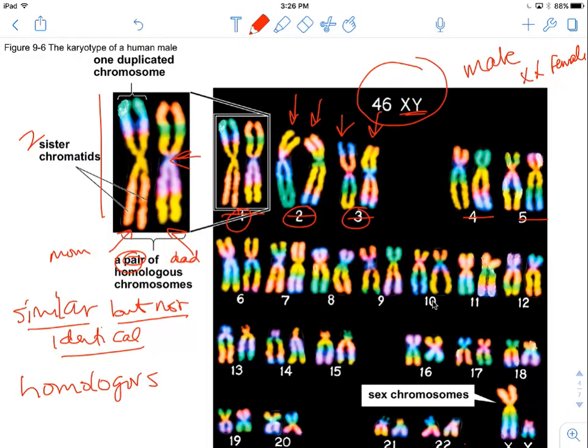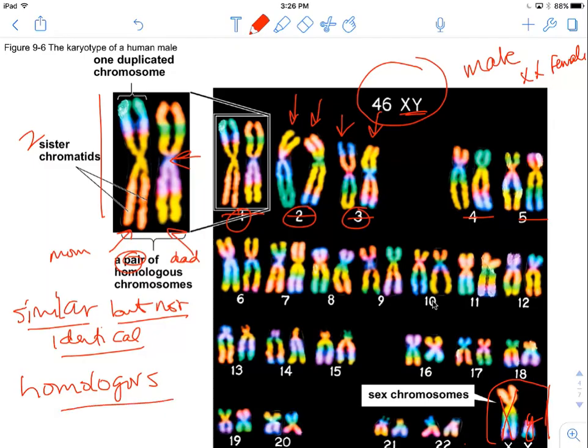Okay, and when they arrange the chromosomes in pairs like they did on this karyotype, they're all arranged in homologous pairs. Last thing I want to point out on this karyotype are down here the sex chromosomes. This is the X chromosome and this is the Y chromosome. You see the X chromosome is much bigger than the Y chromosome. It's pretty easy to tell them apart. So that's the sex chromosomes, and all the other pairs are the autosomes.